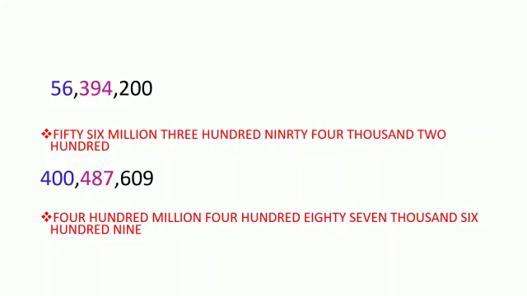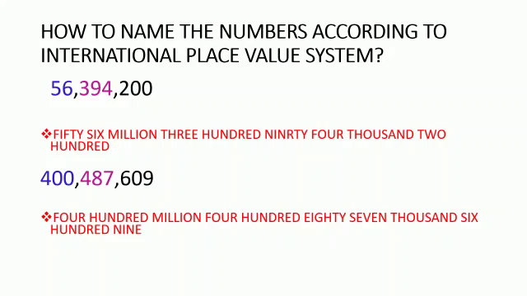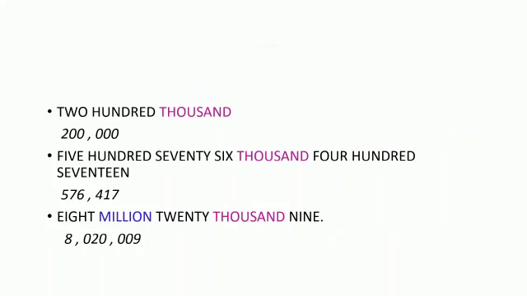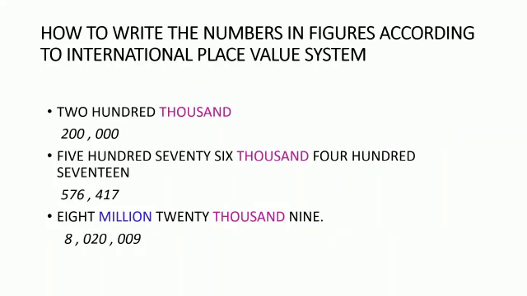In the next slide we are going to see how to write down the numbers in figure form. Yes, the first example is given like this, 200,000. That means we want to write this 200 in pink color. That pink color represents what? Thousand period. So we want to put this 200 in thousand period. There is nothing given in ones period, so we want to make it as 0. So the first example is 200,000.